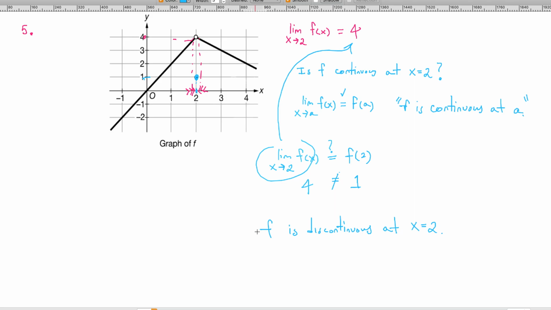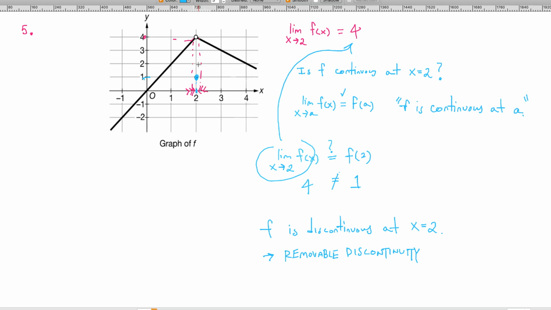And I could even ask a further follow-up question. I could say, what type of discontinuity is it? And it is a removable discontinuity. Know that this type is a removable discontinuity. I apologize if I said continuity. Discontinuity, right? And that's just because it's the hole.